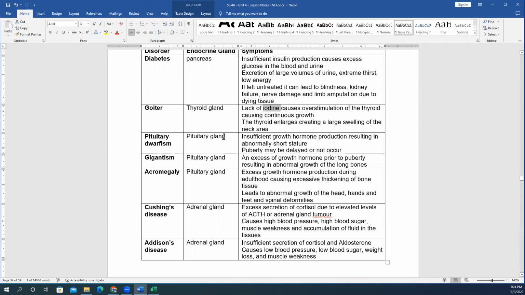And then there's a few disorders of the pituitary gland. The first one is pituitary dwarfism. And in this case, there is insufficient growth hormone produced by the pituitary gland. And if you can imagine, insufficient growth hormone can lead to an abnormally short stature.